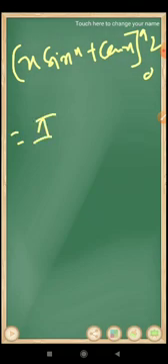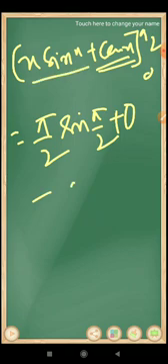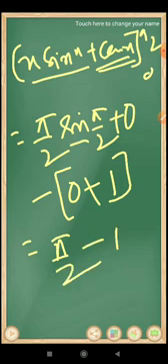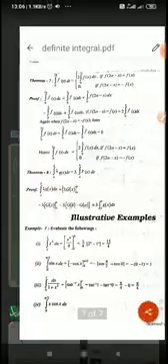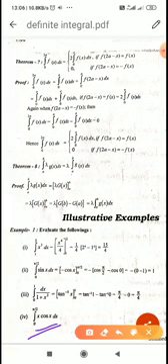So pi by 2 sin pi by 2 plus cos pi by 2, which will be 0, minus the value at 0: 0 into anything is 0, plus cos 0, and cos 0 is equal to 1. Since sin pi by 2 is equal to 1, we get pi by 2 minus 1. So this is the answer we have got for this problem.